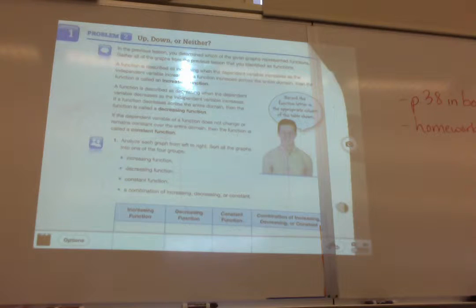Analyze each graph from left to right. Sort all the graphs into one of the 4 groups: increasing function, decreasing function, a constant function, or a combination of increasing, decreasing, or constant. Okay. Find graph P. That's the one graph I don't have. Okay, you want a different one? No. H. Find graph H. Yeah, I know how. Take your graphs, put them out on your table. You need a little space.